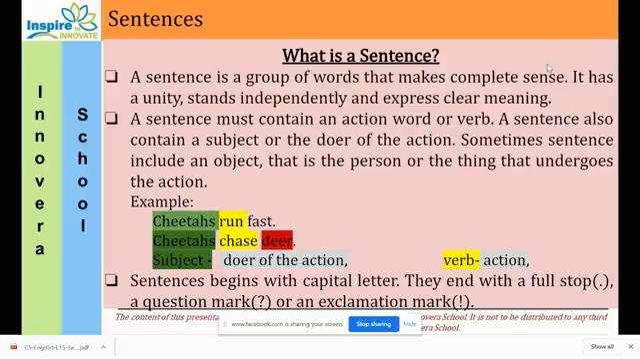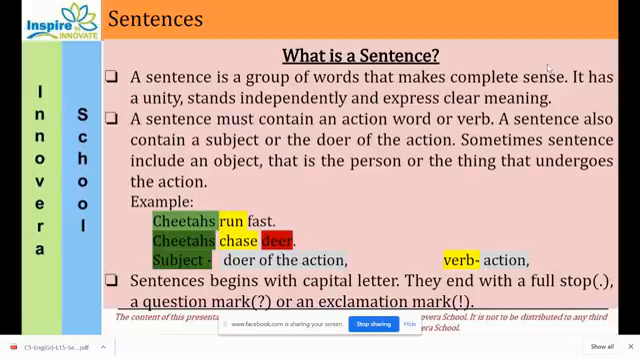What is a subject? In most sentences you will find subject and object both, but sometimes you will not be able to find an object. But the subject, the person who is doing the action, is definitely there. So sometimes the sentence includes an object, but not always. That is a person or a thing that undergoes the action.